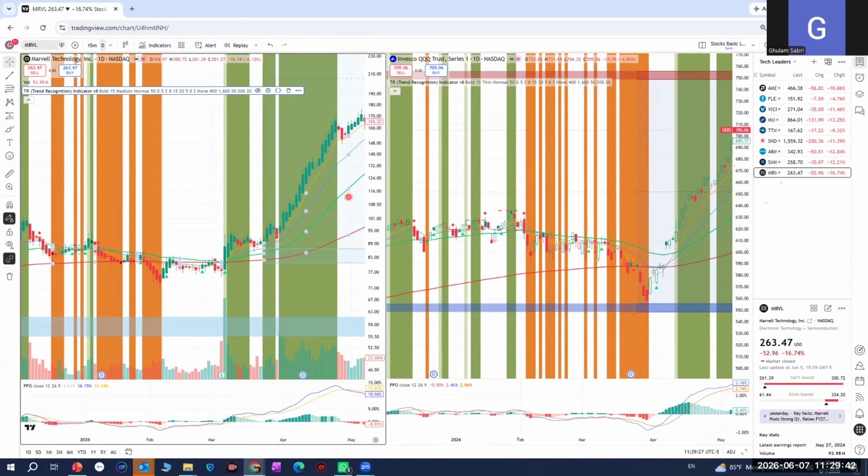Now, what are some questions when you get these indicators on 10-minute, 4-hour charts? I'm not sure what the question is. These are the daily charts here.